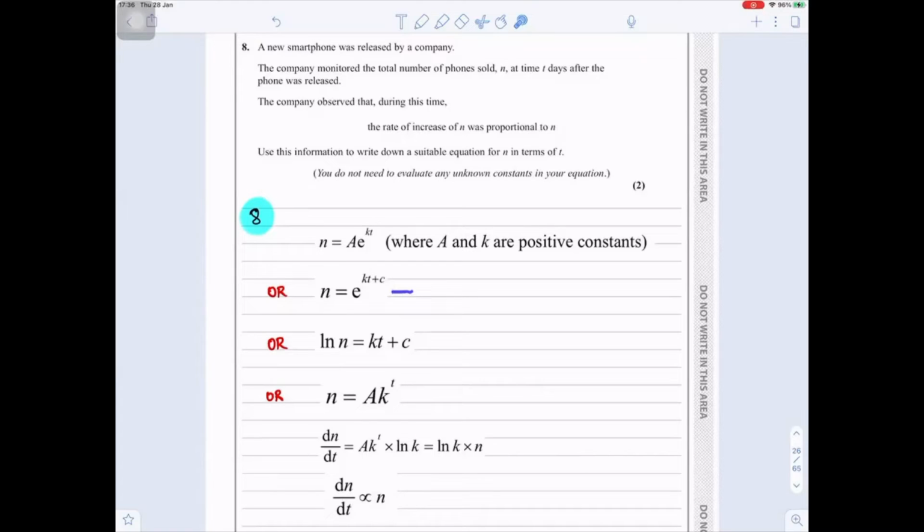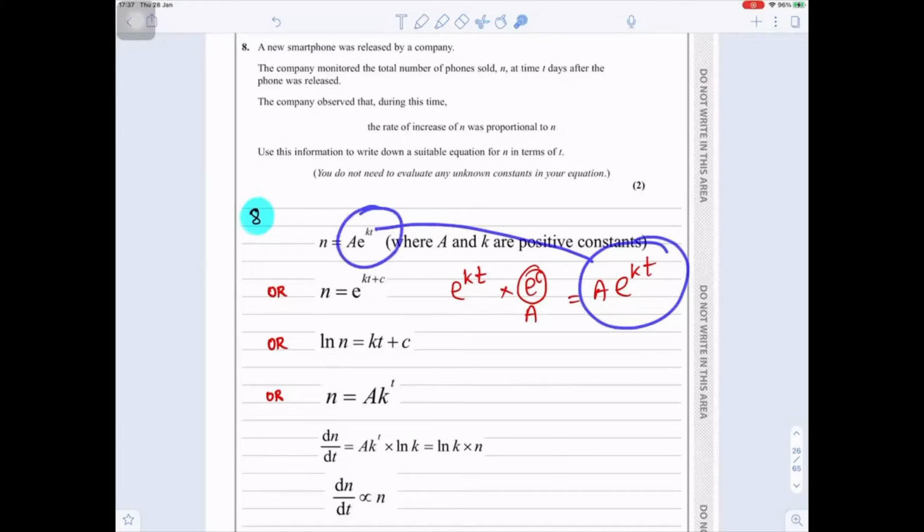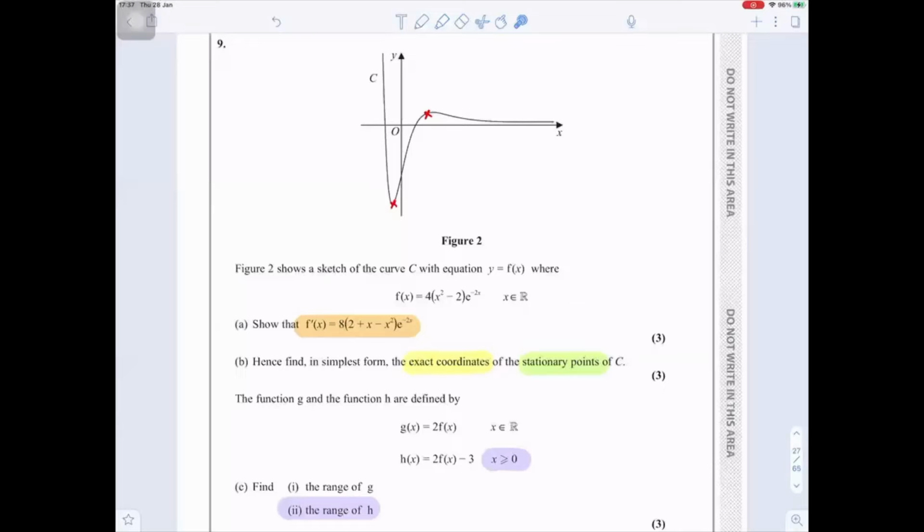And for this one, you can also expand it to write N equals e to the kt times e to the c. So if you have e to the kt times e to the c, you can call e to the c A, so that would be A e to the kt, which is the same as this one. So that's just different ways of writing the same answer.